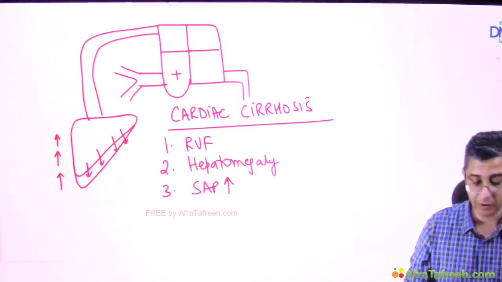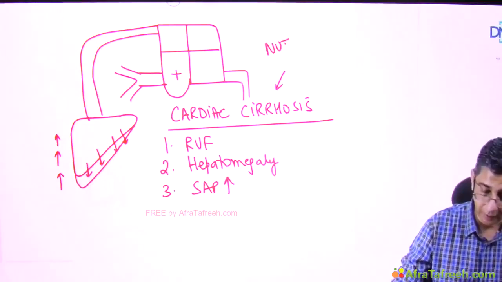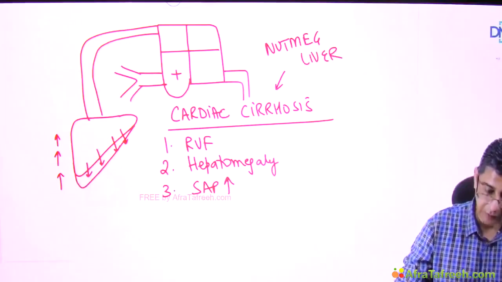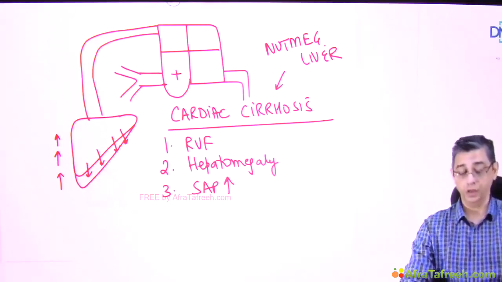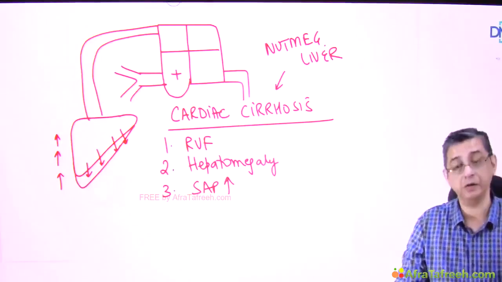The finding of these patients in pathology is also referred to as nutmeg liver. So it's just this word that I wanted to highlight. Nutmeg liver is a feature of cardiac cirrhosis. How do you differentiate this from Budd-Chiari syndrome? Well, Budd-Chiari syndrome will not have a right ventricular failure.